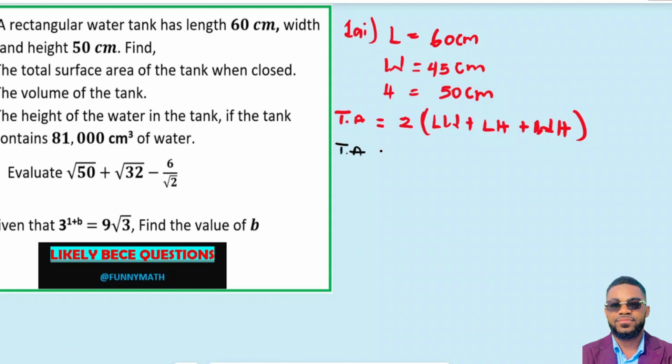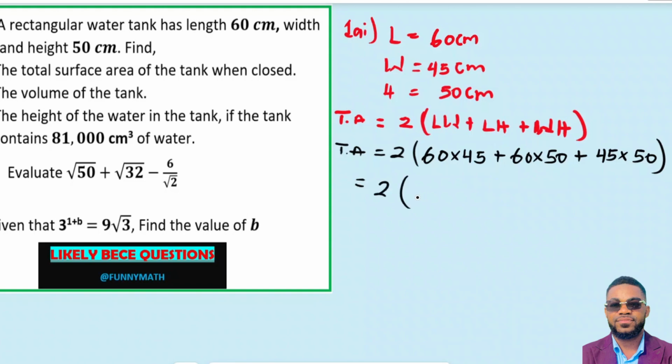So we have total surface area equal to 2 times, multiplying the length, which is 60, times W, and W is 45, plus L, which is 60, times H, which is 50, plus W, which is 45, times H, which is 50. So that is what we're going to do. After that, we have to simplify the ones in the bracket. So we have 60 times 45, and that's going to give us 2,700.